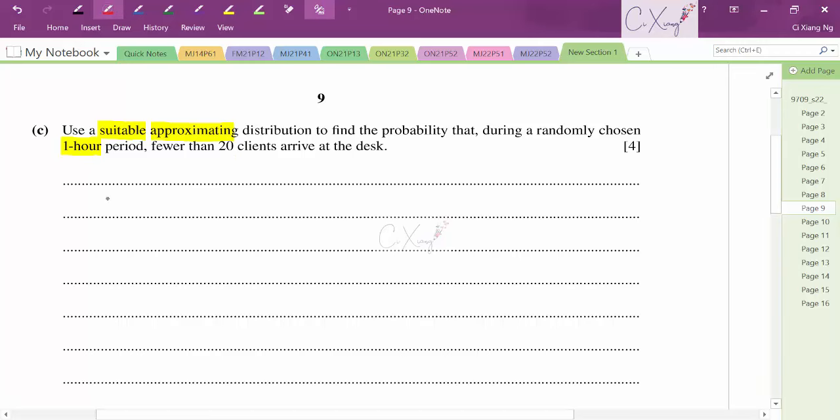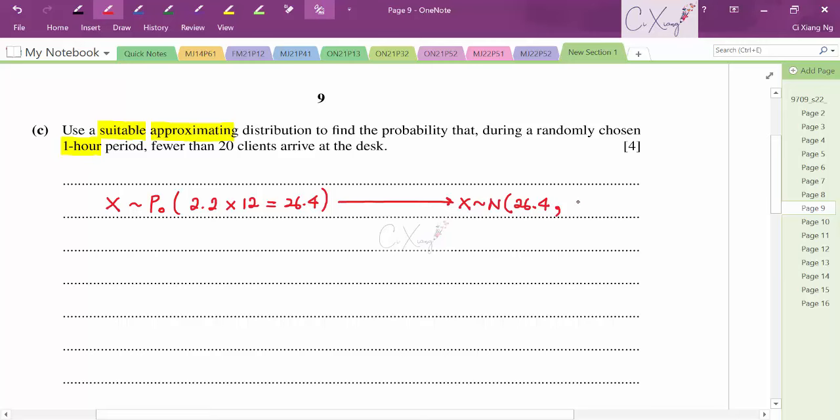So first of all, we definitely need to change the mean to the 1 hour one. It will be 2.2 for 5 minutes. Therefore, for 1 hour, it will be 12 times the 5 minute period, so I have to multiply by 12. When I multiply 2.2 by 12, I get 26.4. Because the lambda is now more than 15, we can change from a Poisson to a normal distribution.